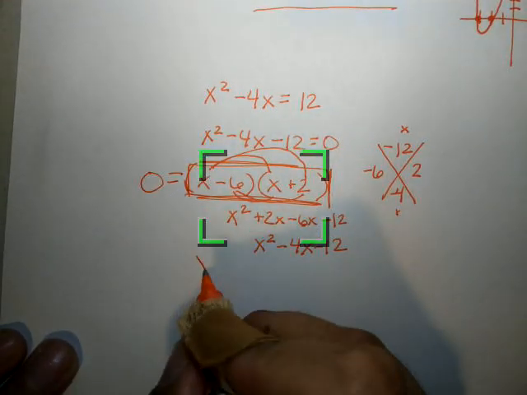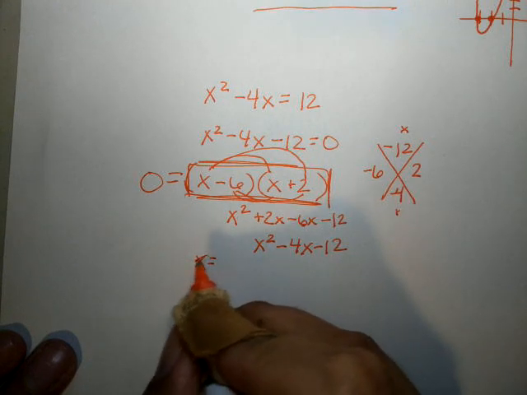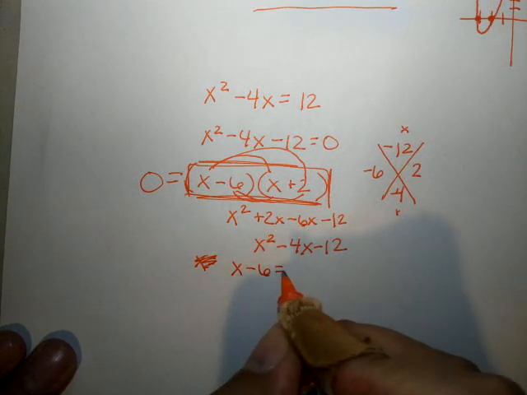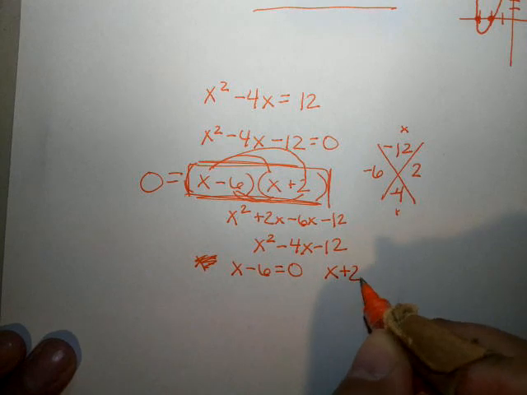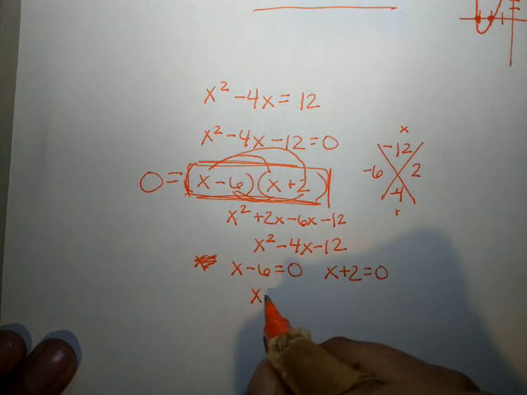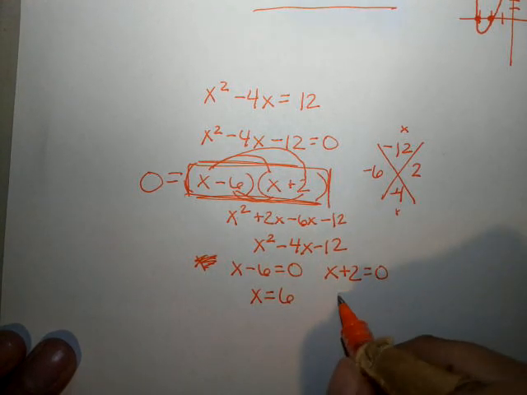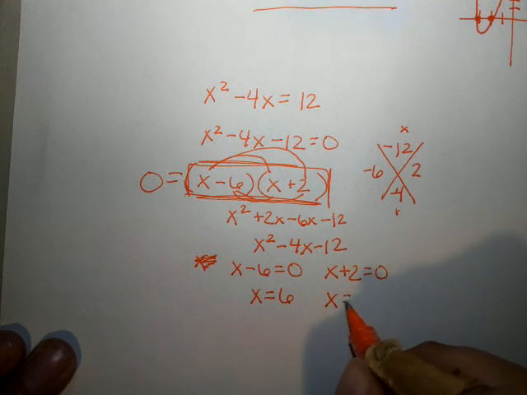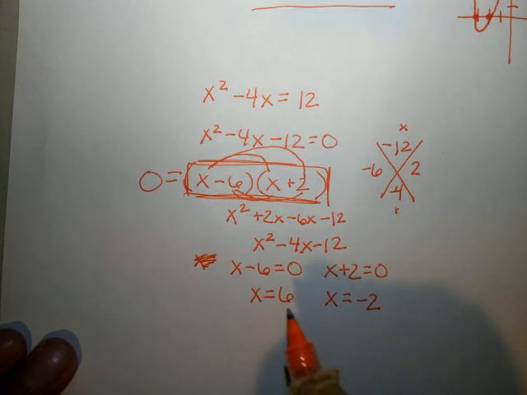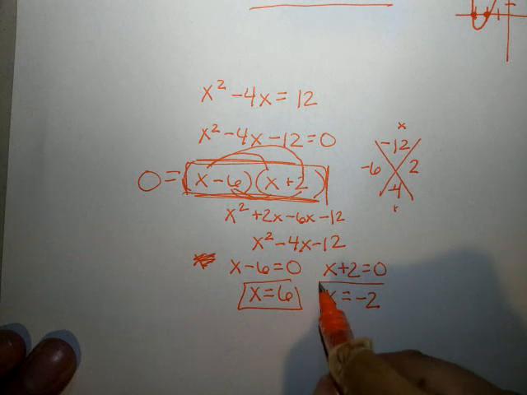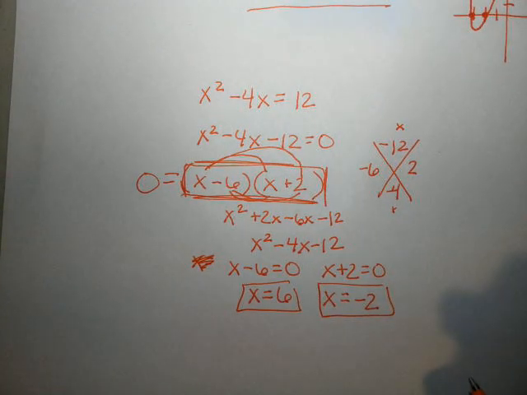Once it's set equal to 0, I can solve for x. So I'm going to add 6 to both sides: 0 plus 6 is 6. I'm going to subtract 2: 0 minus 2 is negative 2. So our solutions are 6 and negative 2.